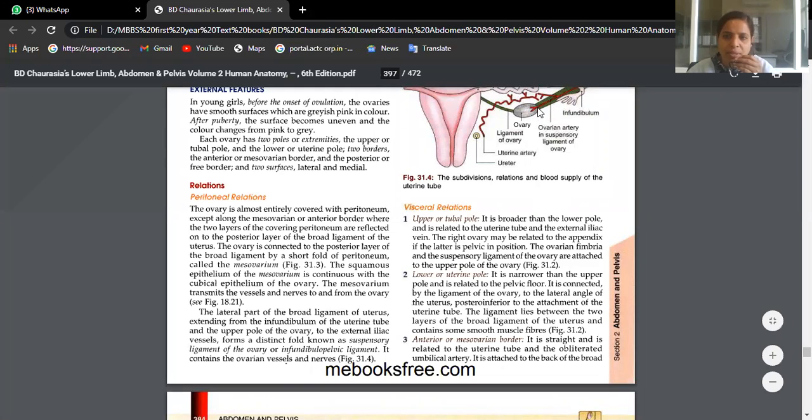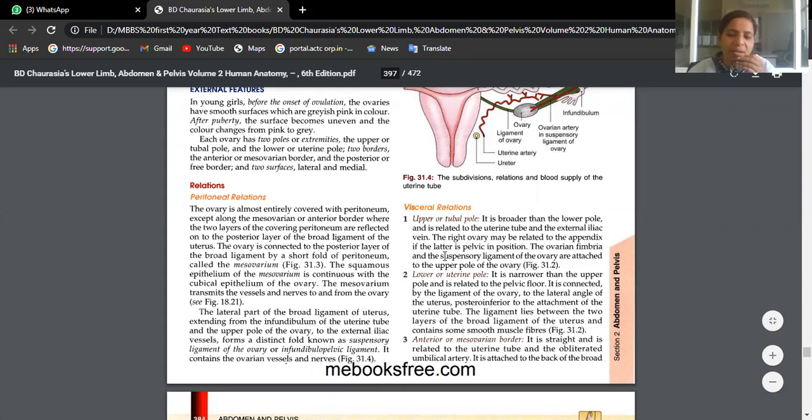So now see the upper pole. The upper pole is broader. This is the upper pole and this is the lower pole. Now we are asked only relations. The upper pole is broader than the lower pole and it is related to the uterine tube and external iliac vein. The right ovary may be related to appendix.